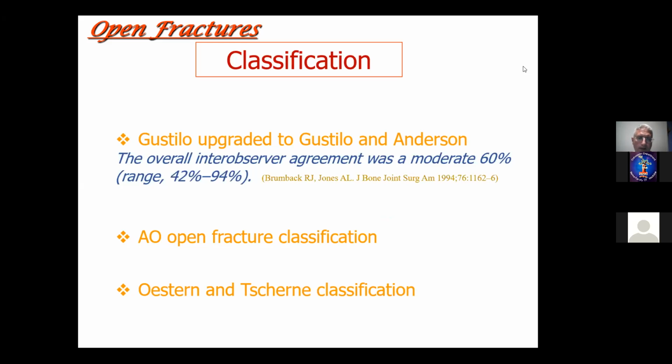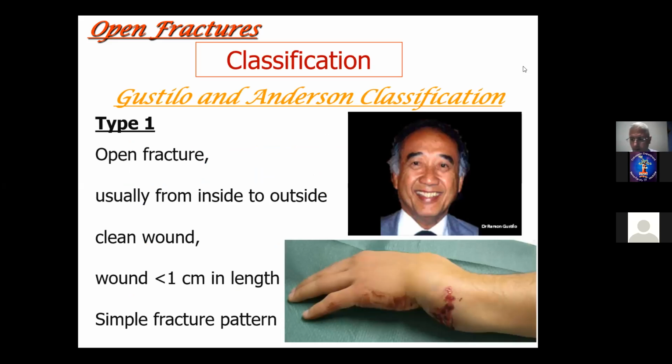Regarding the classification, the Gustilo classification, upgraded to the Gustilo-Anderson classification, is the most commonly used classification, despite the overall inter-observer agreement being around 60%. This is Dr. Ramon Gustilo. Type 1 Gustilo-Anderson open fracture is an open fracture, usually from inside to outside, with a clean wound less than 1 centimeter in length with a simple fracture pattern. We have to know that we are talking about the skin and the bone. It's not only the skin.